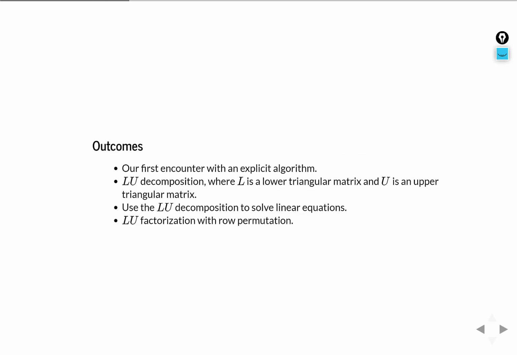The outcomes are our first encounter with an explicit algorithm, LU decomposition, where L is a lower triangular matrix and U is an upper triangular matrix. We will use the LU decomposition to solve linear equations. And we will see LU factorization with row permutation.